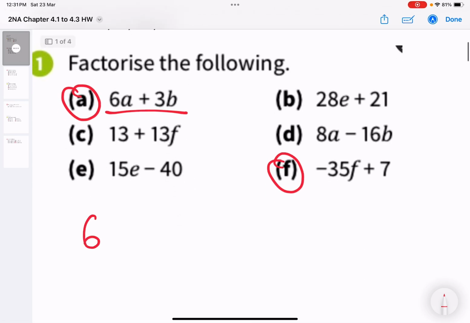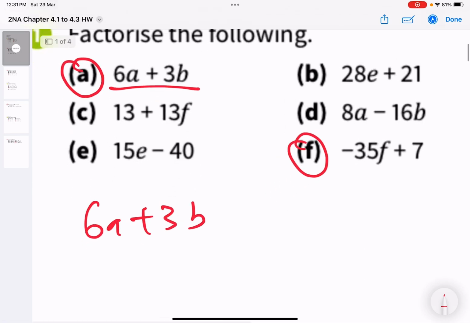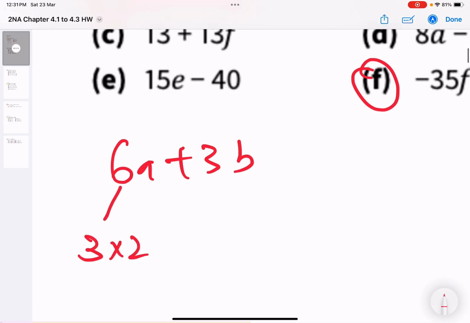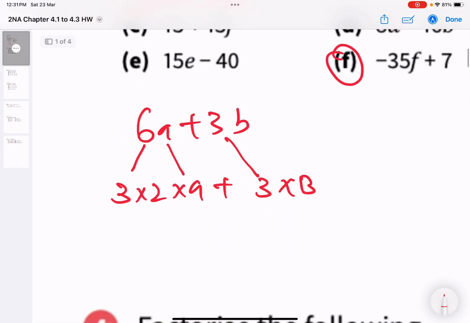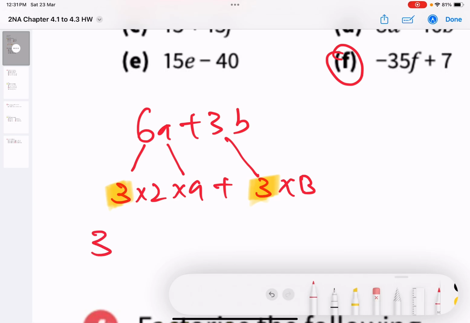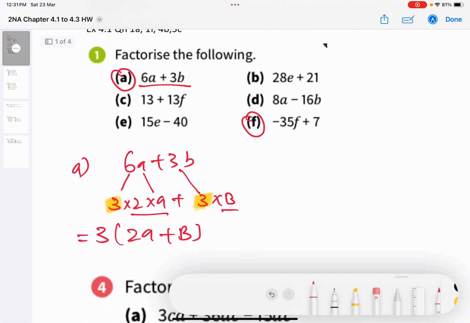So we have 6a plus 3b. We know that 6a is basically 3 times 2 times a, and of course plus 3b is just 3 times b. So we can see here that what is common is actually 3. So we're going to just pull it out. I'll be left with 2a plus b. Okay, so this is factorization.